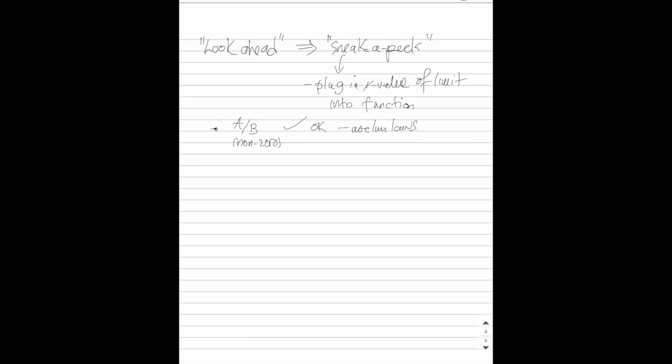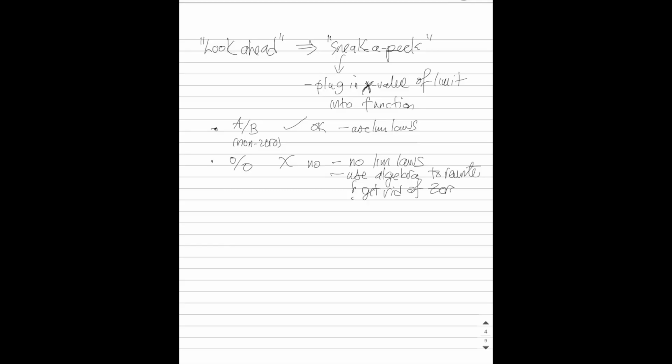If you plug in the number and you see a 0 over 0, this is no good. You cannot use the limit laws because there's a 0 in the denominator. You're going to have to use algebra to rewrite the limit and get rid of the 0 from the bottom.